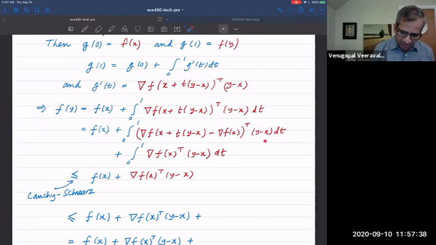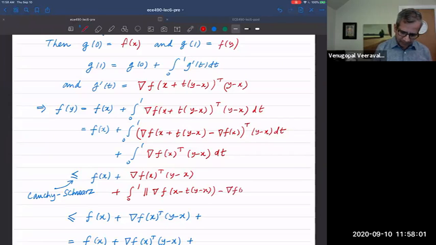To this inner product, I'm going to apply Cauchy-Schwarz. So if I apply Cauchy-Schwarz, I get that this is less than the norm of the difference between these gradients times the norm of y minus x dt. So far so good? Almost there.